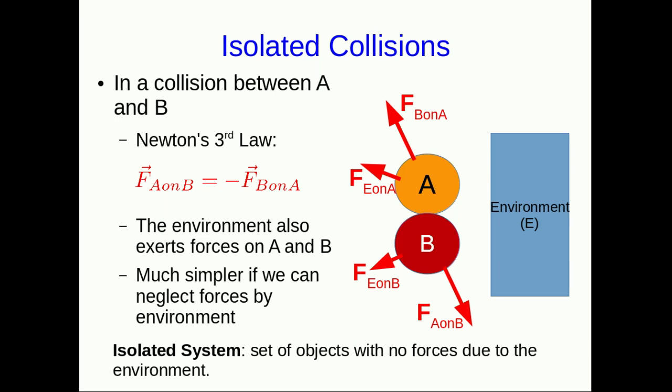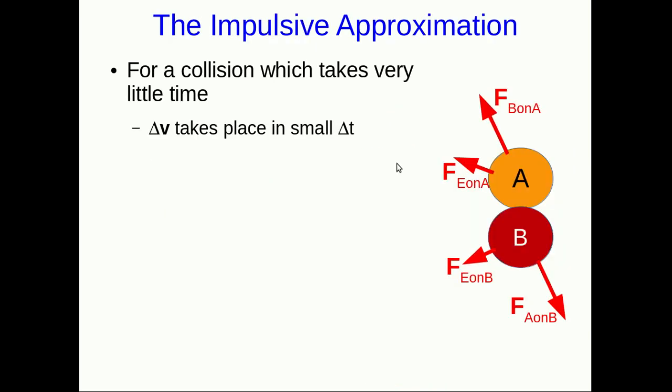This is what we call an isolated system, if that's true. If we have a set of objects where there are no forces due to the environment, no external forces, or, because that's very rare in real life, more likely negligible external forces, we call that an isolated system. When the objects that are colliding are members of an isolated system, then we say the collision is isolated.